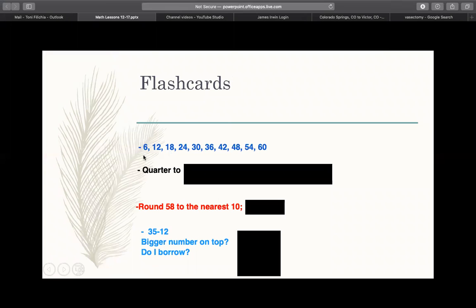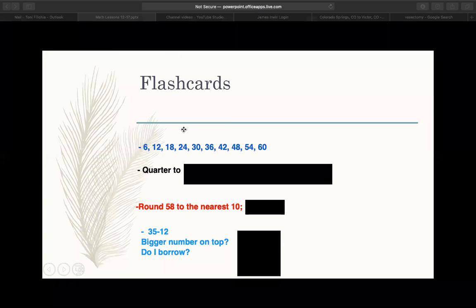So first, counting up by 6. 6, 12, 18, 24, 30, 36, 42, 48, 54, 60. And starting over, make sure to say it with me. 6, 12, 18, 24, 30, 36, 42, 48, 54, 60. Awesome job, friends.